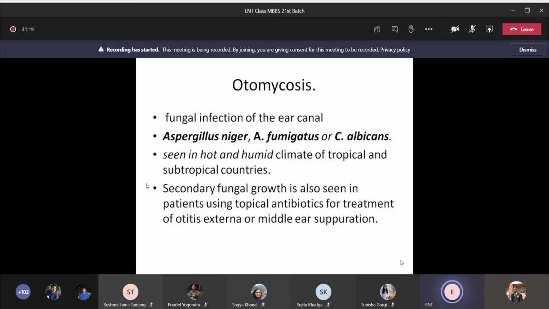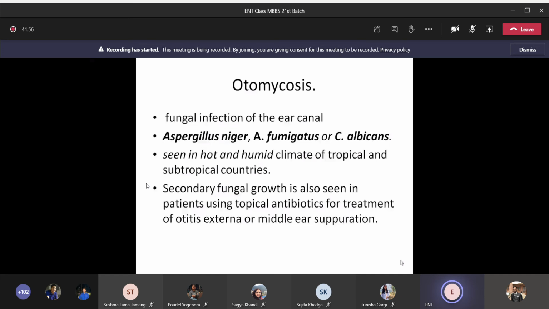So that was about otitis externa, bacterial ones. Okay, then we have otomycosis. This is a short note in itself. It is fungal infection of the ear canal, mainly caused by Aspergillus niger, Aspergillus fumigatus, or Candida albicans. It is seen in hot and humid climate of tropical and subtropical countries. There will be secondary fungal growth in patients using topical antibiotics for treatment of otitis externa or middle ear suppuration. So it could also be because of secondary fungal growth.